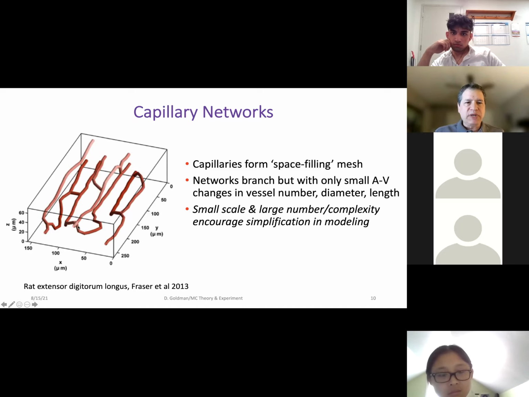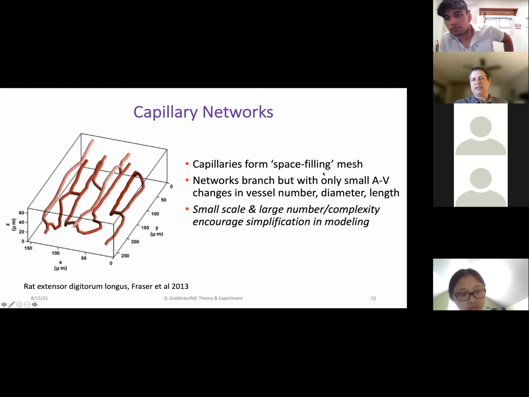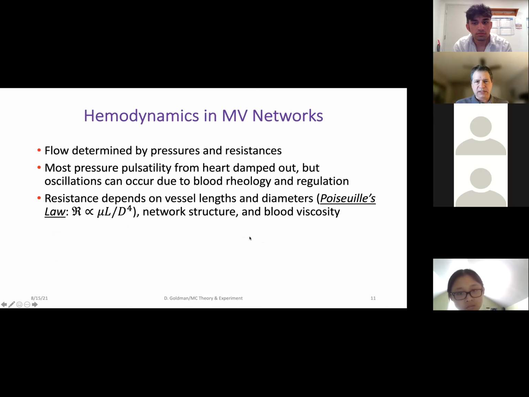So capillary networks do have a 3D structure. So this is from the EDL muscle. And capillaries are space filling. So they don't tend to have a fractal kind of geometry. So they're networks with branchings, but there's only a small change in vessel number, diameter, and length as you go from one end to the other. Okay, so they don't really have a fractal dimension. They do have a very small scale. They have complex geometries. And so this is one reason why we might try to simplify capillary networks into some continuum description. So that's something I'll talk about later.